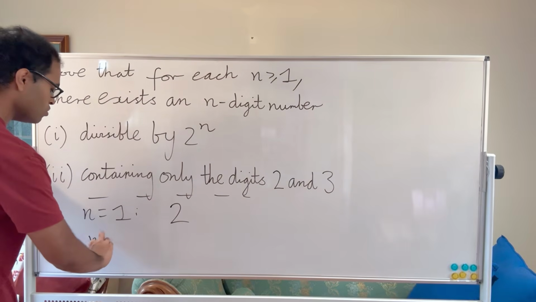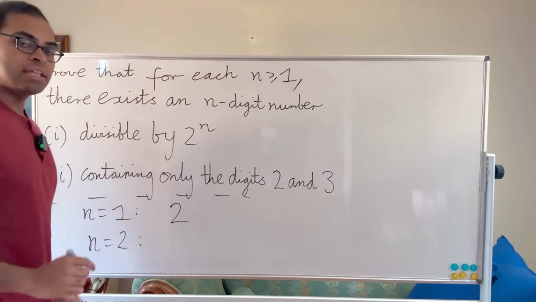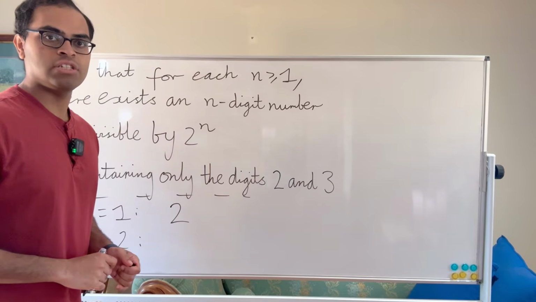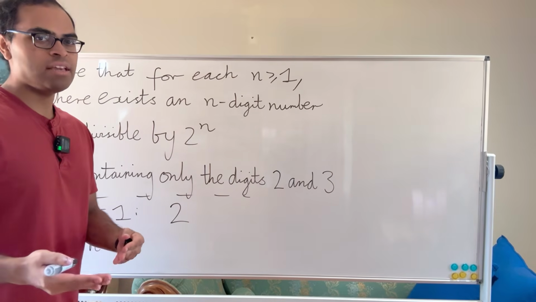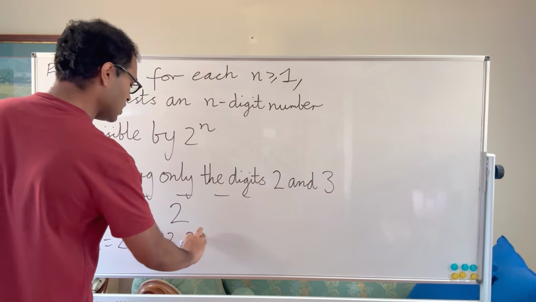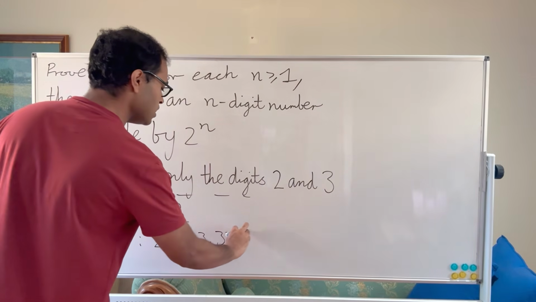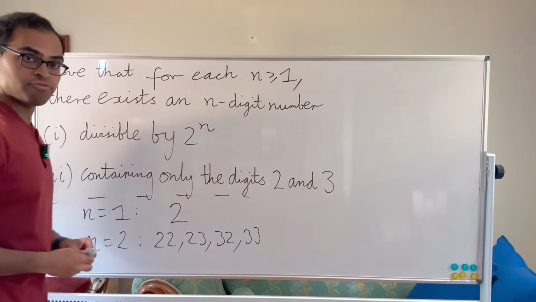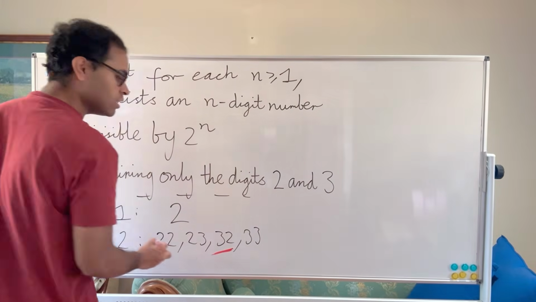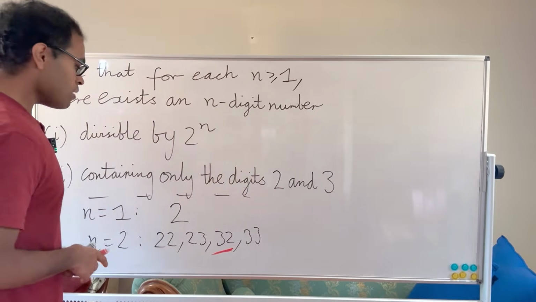When n is equal to 2, we're looking at a two-digit number that is divisible by 2 squared, which is 4, and contains only the digits 2 and 3. Again, it has to be even, so it can't end in 3. The possible numbers are 22, 23, 32, and 33, but only one is divisible by 4, and that is 32. That is divisible by 4 and only contains the digits 2 and 3. And we can keep going.